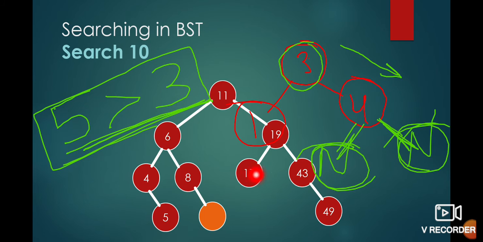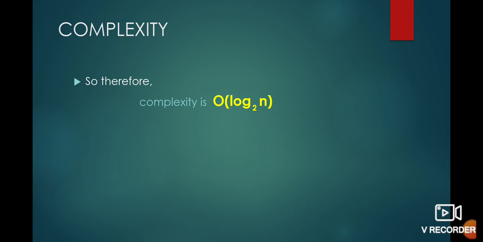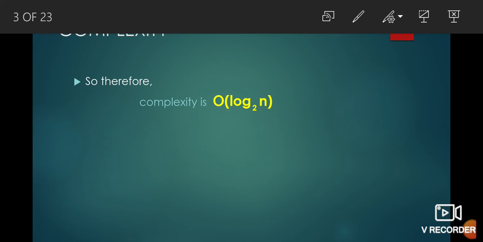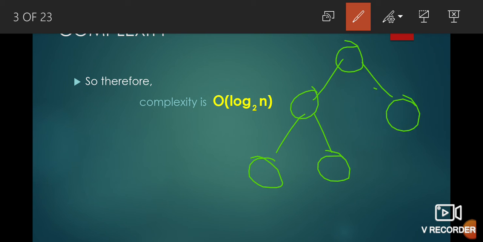So I have searched 10. Now the complexity will be log base 2 of n. So how? I have a tree. This is the average case complexity. After comparison, I divide the tree into half.